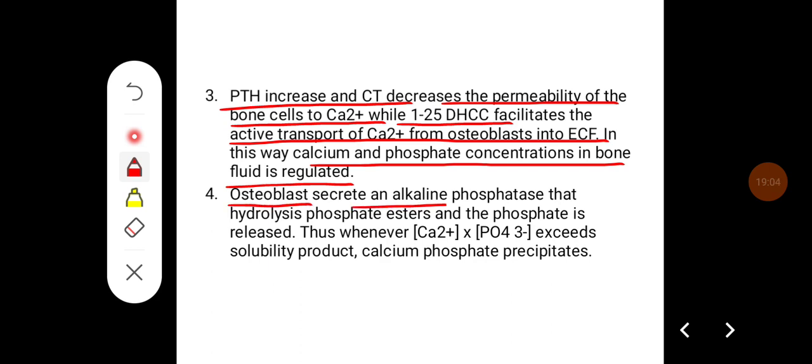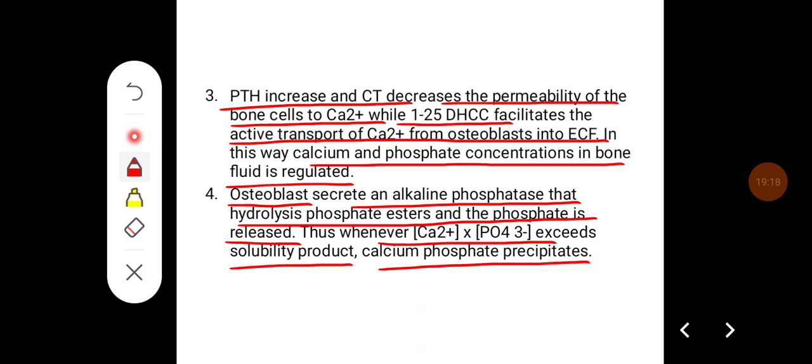Osteoblasts secrete an alkaline phosphatase that hydrolyzes the phosphate esters, and the phosphate is released. Thus, whenever the calcium phosphate ratio exceeds the solubility product, the calcium phosphate precipitates.